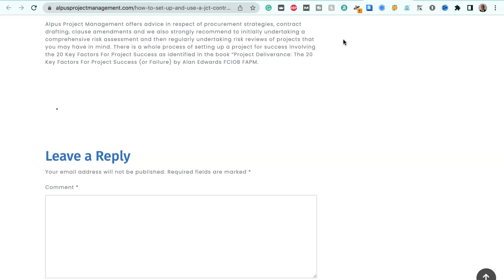Alpus Project Management offers advice in respect of procurement strategies, contract drafting, clause amendments, and we also strongly recommend to initially undertake a comprehensive risk assessment and then regularly undertake risk reviews of projects that you may have in mind. There is a whole process of setting up projects for success involving the 20 key factors for project success, as identified in the book Project Deliverance, the 20 Key Factors for Project Success or Failure, by Alan Edwards, FCIOB, FAPM.